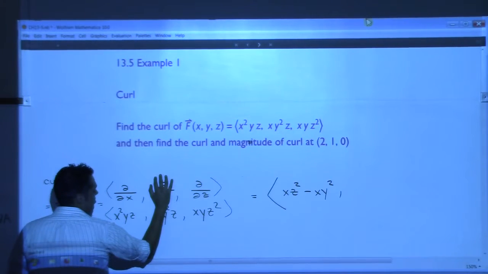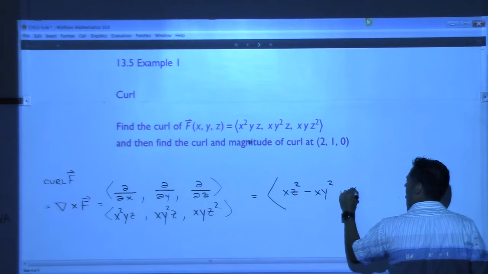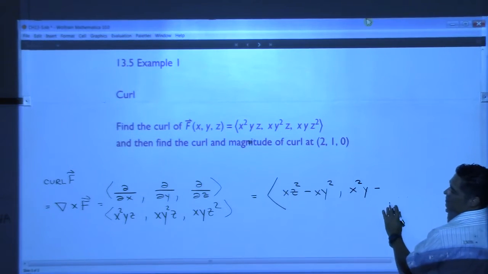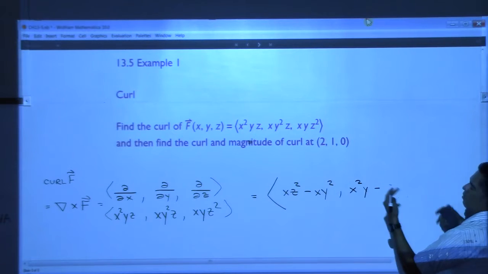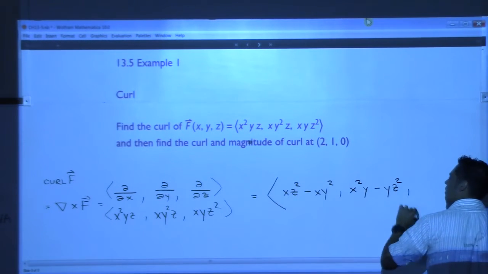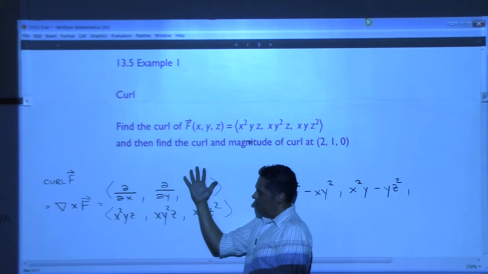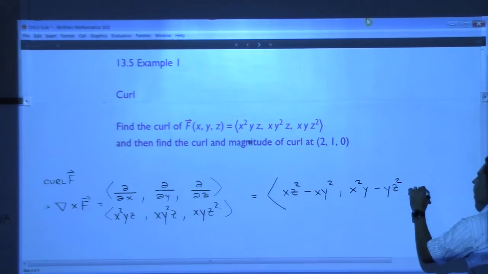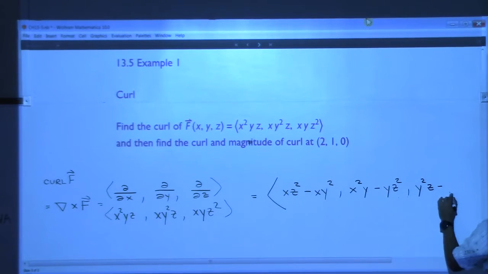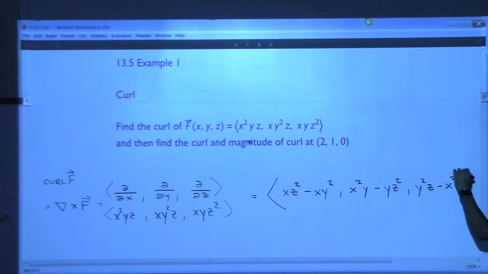So I'm going to have x squared y minus y z squared. Okay, however you get that middle one, get it, all right? Then here, what's that going to be? Y squared z minus x squared z. There it is. There is the curl of your vector function.